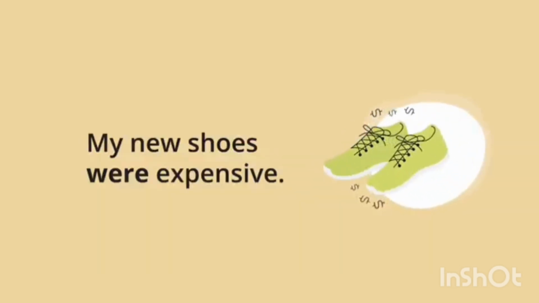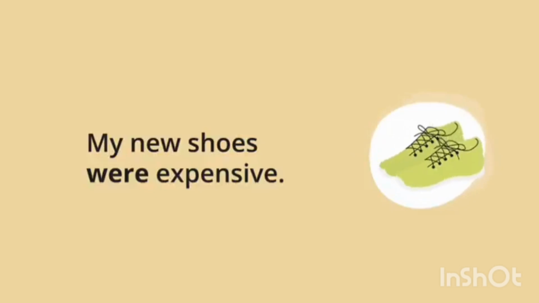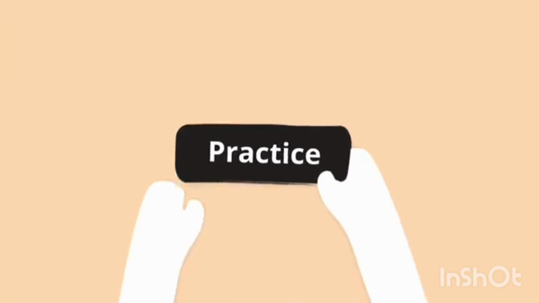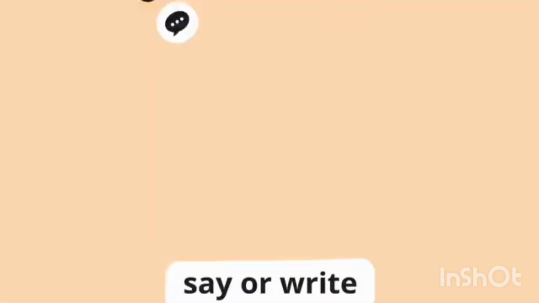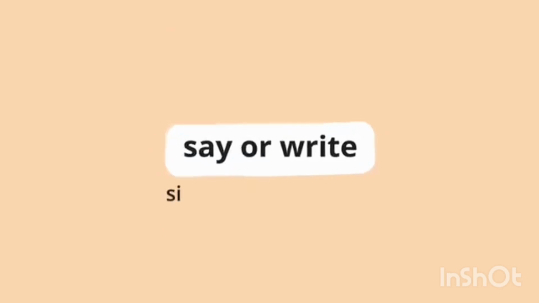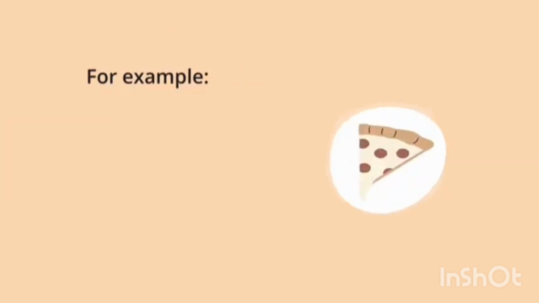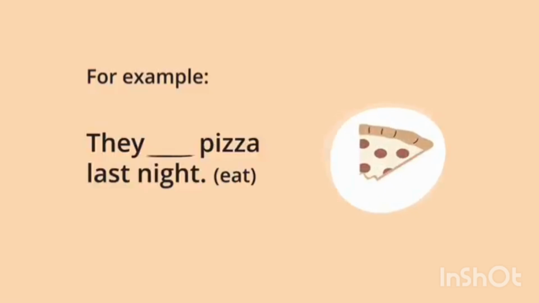My new shoes were expensive. Let us do a little practice. Say or write the simple past tense. For example, they ___ pizza last night. What is the correct form in that? Ate. They ate a pizza.